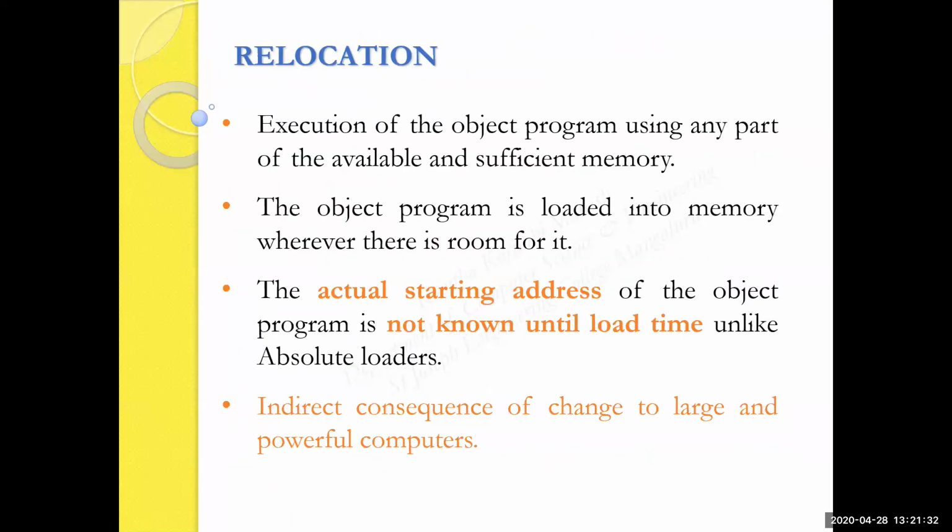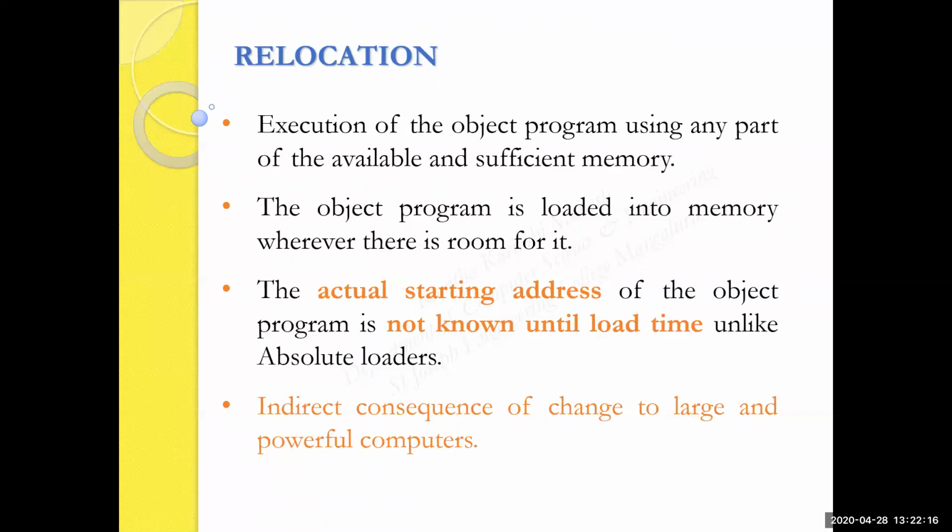The concept of program relocation was earlier introduced in Module 1 under machine-dependent assembler features. And you are already aware that the need for program relocation is an indirect consequence of the change to larger and more powerful computers. On larger and more advanced machines, it is expected that several independent programs are run together, sharing memory and other system resources between them, which means that we generally do not know in advance where a program will be loaded, or we should be able to load the programs wherever there is room for them.